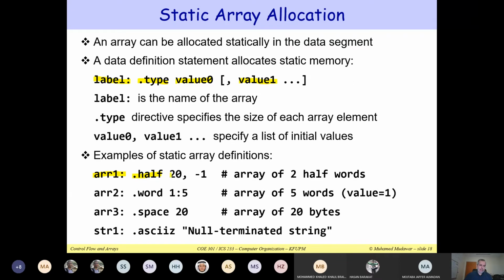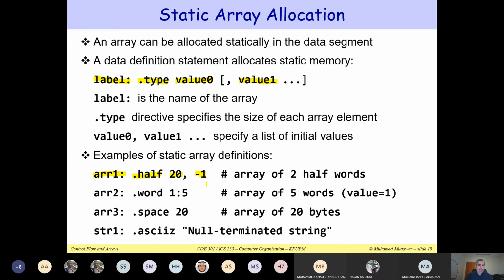So we have here two values, 20 and -1. These are the two values. So this will be an array of 2 half words, and the elements will be initialized in memory. So this is one way of defining the static array. And the values of these elements are defined initially before the program starts execution. So you can allocate the array, and you can define the values of the array by just having a list of values. Okay.